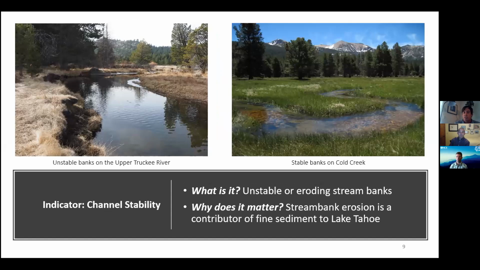Another indicator is channel stability. And so what this is really, we're just looking at unstable eroding stream banks. And the reason this matters, we know stream bank erosion is a large contributor of fine sediment to Lake Tahoe. It can be a sign of overall system instability as well.